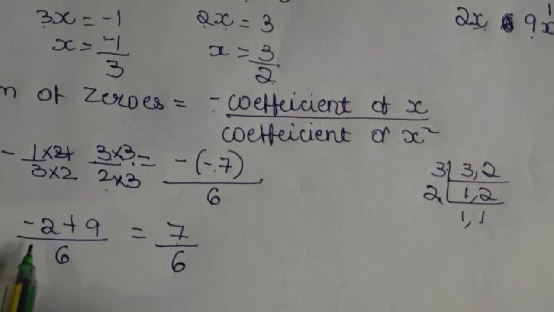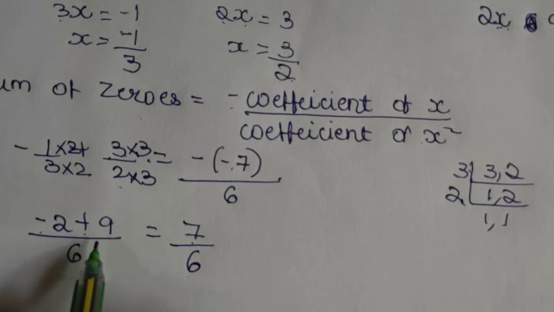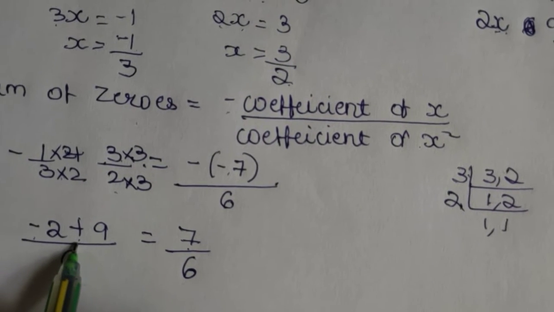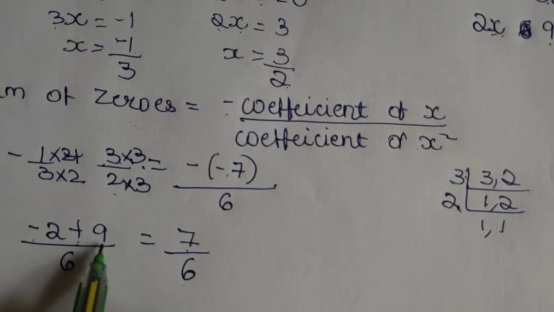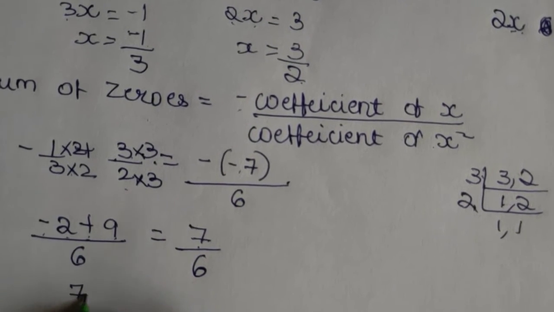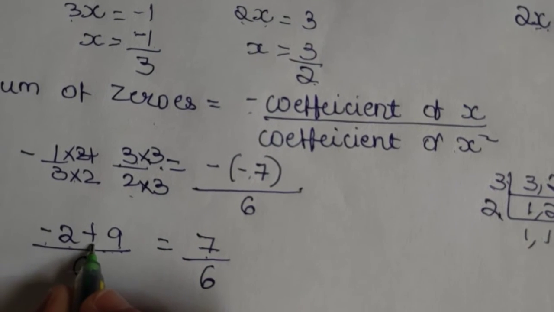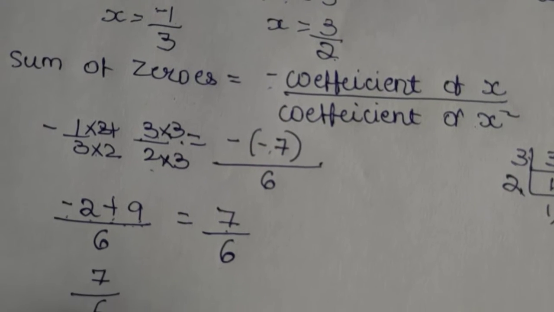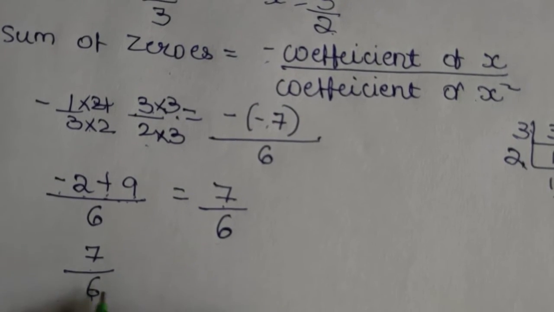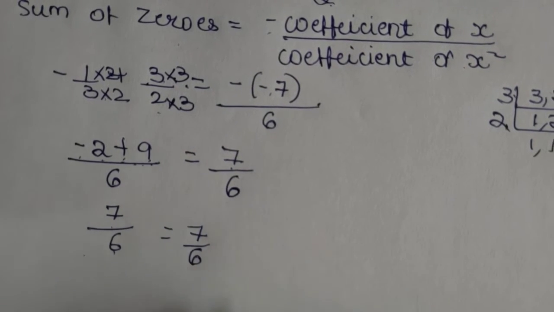Okay, now here you can see we have minus 2 and plus 9. Plus minus is minus, so we have to subtract. 9 minus 2 is 7, that becomes 7 by 6. Here 9 is the greater number and the sign is plus, so it will become 7 by 6. So the left side is 7 by 6 and the right side is again 7 by 6.